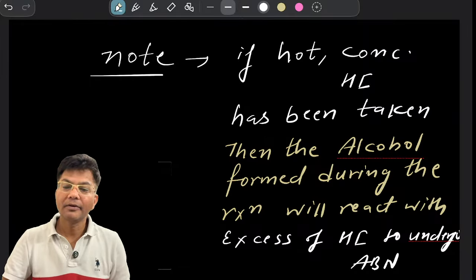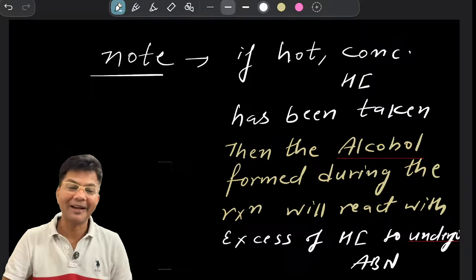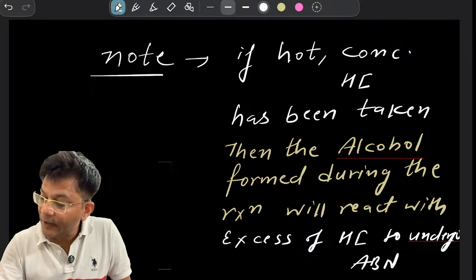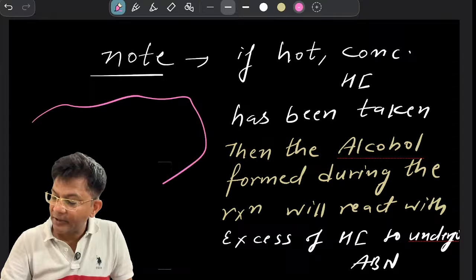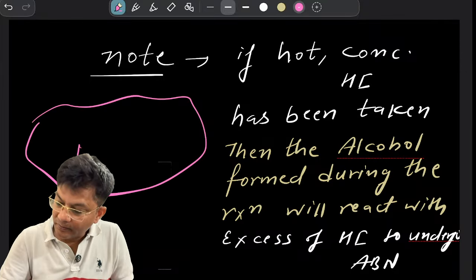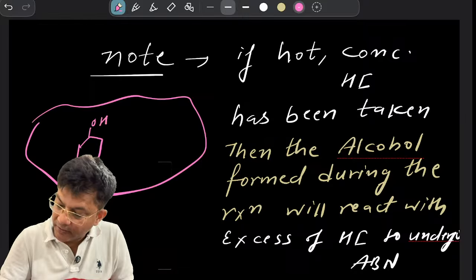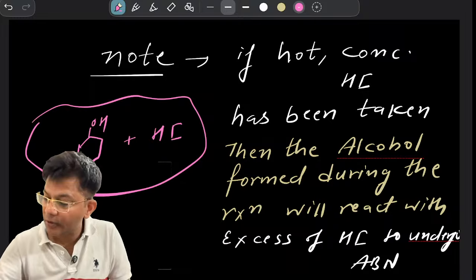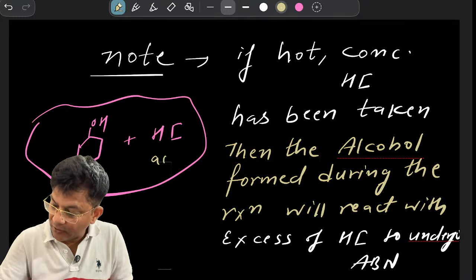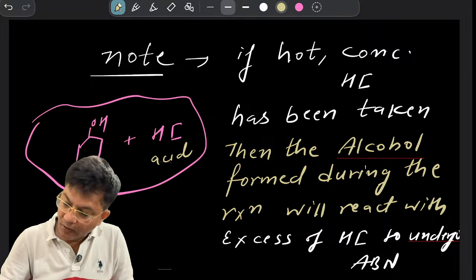that phenol will not react with HI, because phenol will not react with HI. Why, kids? One reason is that phenol and HI both are acid. HI is also acid. Phenol is also acid. So acid can't attack acid.